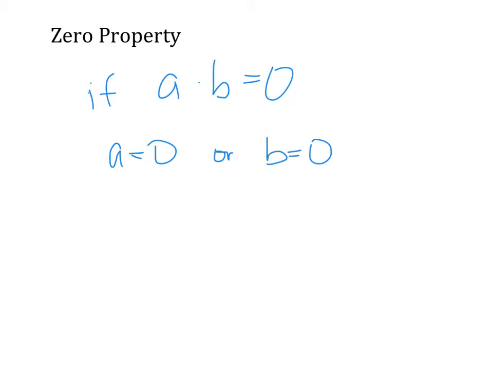Yeah, that's just how it is, right? So either a or b, or both of them, have to be 0 in order to multiply together to get 0. And we'll be using this property when we solve a factored equation.